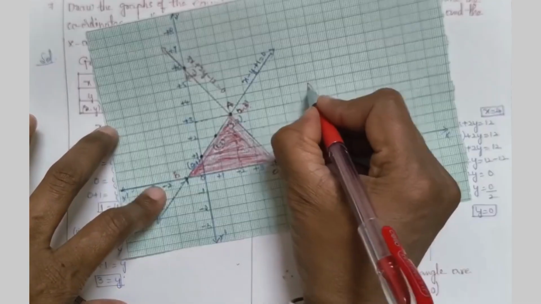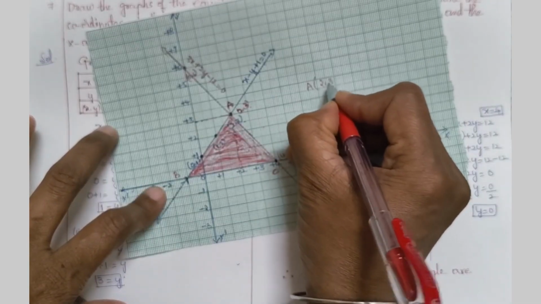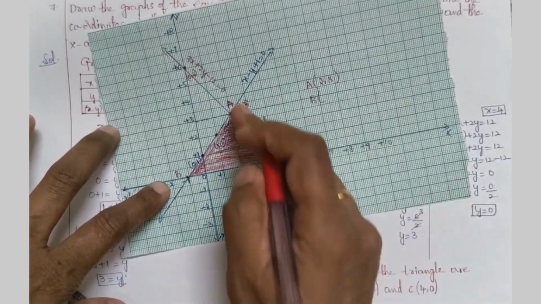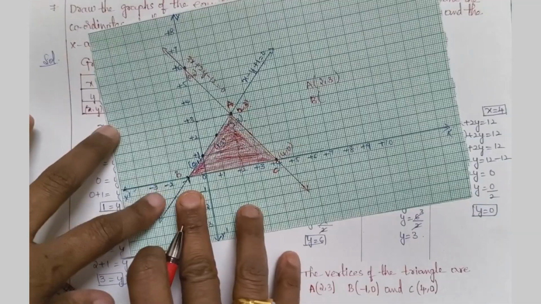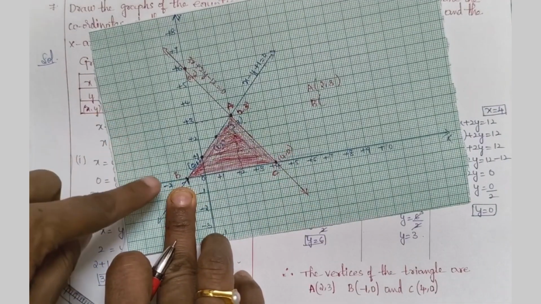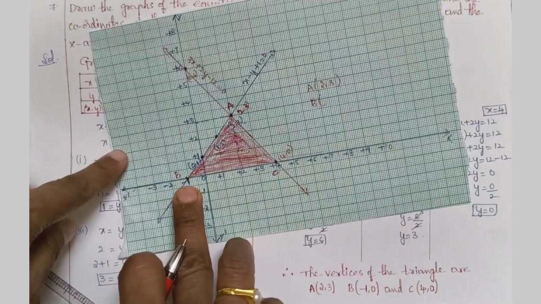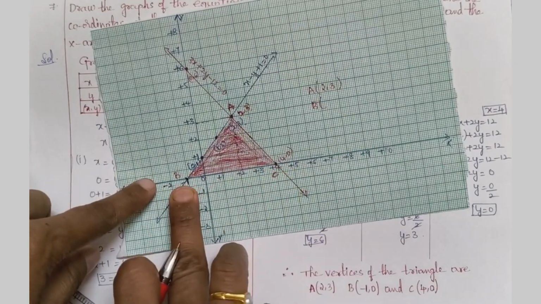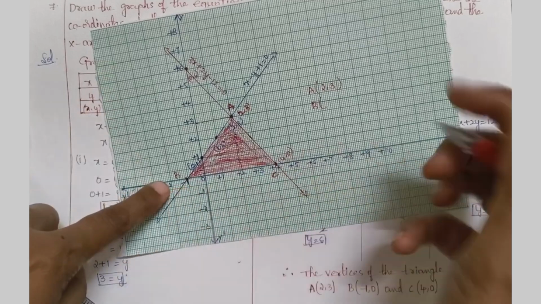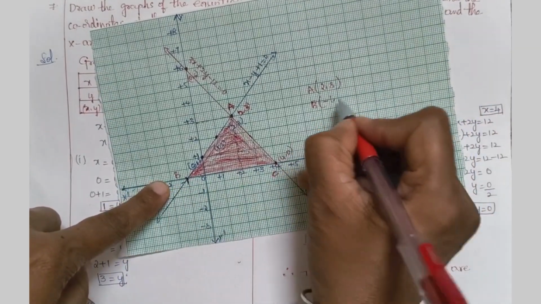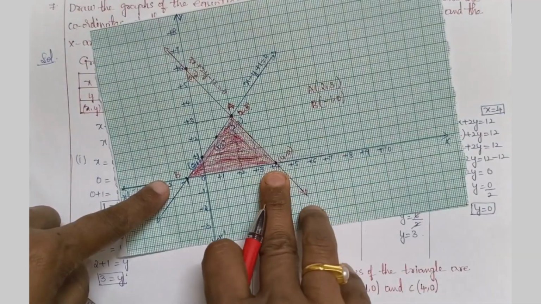Vertex A, what is there? 2, 3. Next, vertex B, what is there? Carefully listen. Here see, on the x-axis which number is there? -1. Y-axis, what is there? 0. So it is coming on the x-axis, so number 0. So what are the coordinates? -1 and 0. So you write here -1, 0 as the B coordinates.